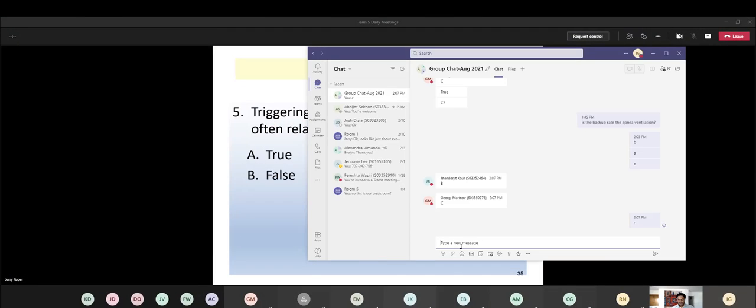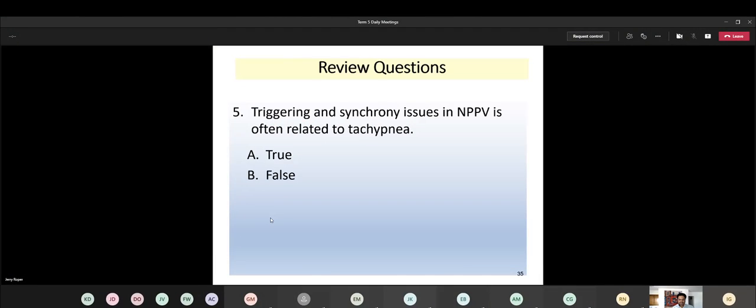True or false? Is this true? It's not true. Remember, it's the leaking. If there's too much of a leak, the machine is not going to be able to detect when the patient is trying to trigger a breath, and that could lead to some major dyssynchrony. If it's a small leak, the machine can adjust for that, and it'll still be able to determine when the patient is trying to trigger. But big leaks are going to be a problem.